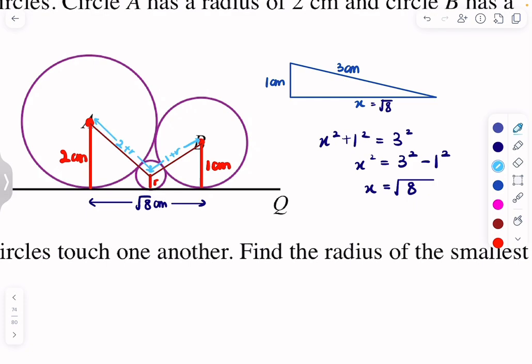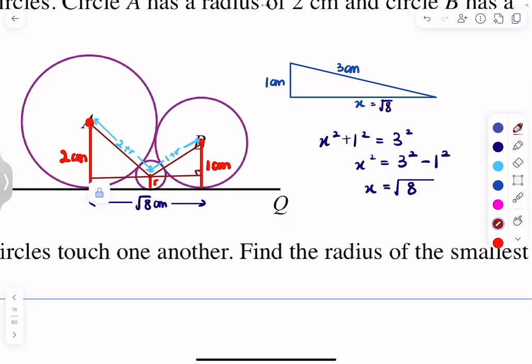Okay. Then we can make right angle triangles. So we put this here. Put this here. Oops. It's okay. Okay, like this.